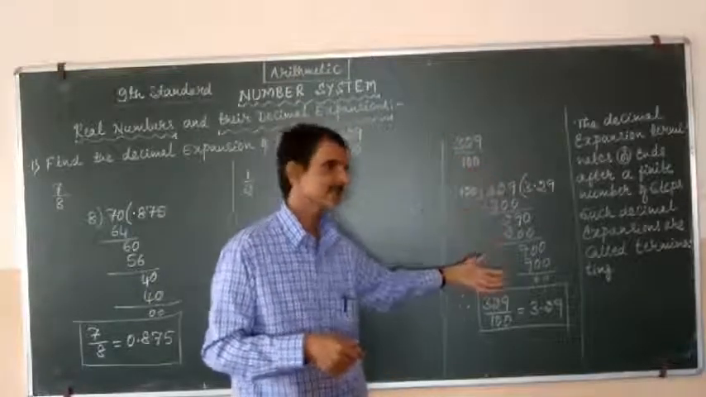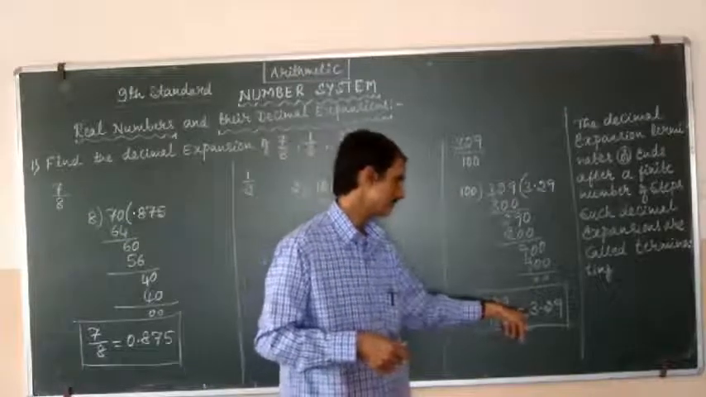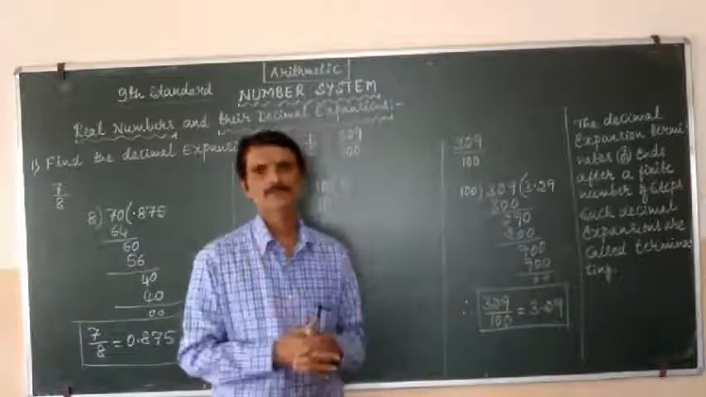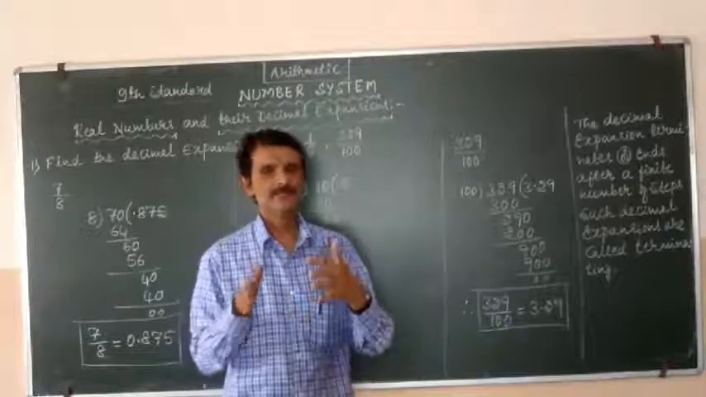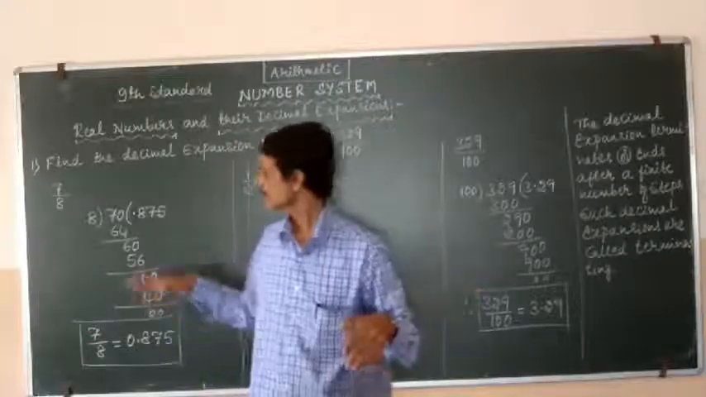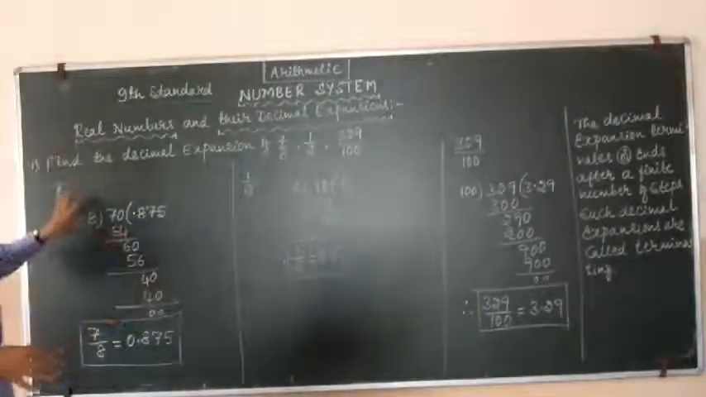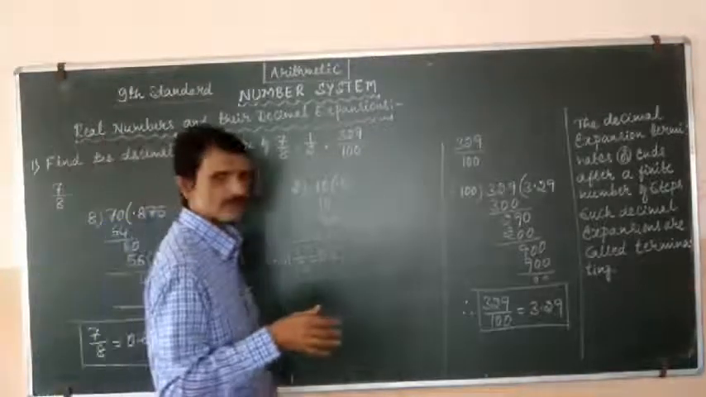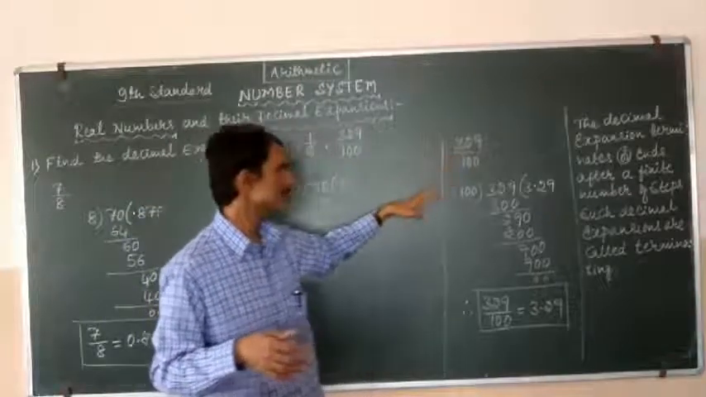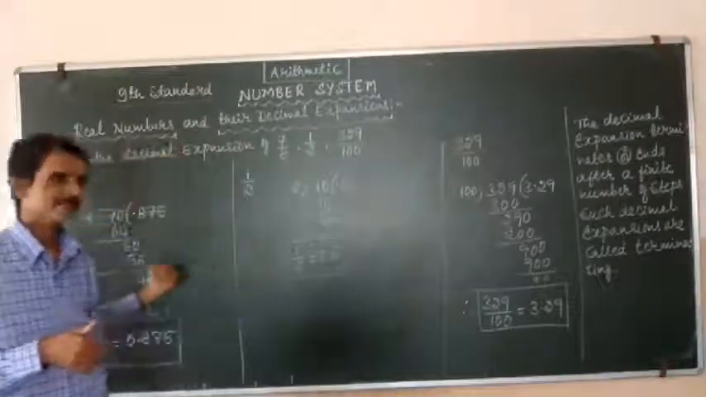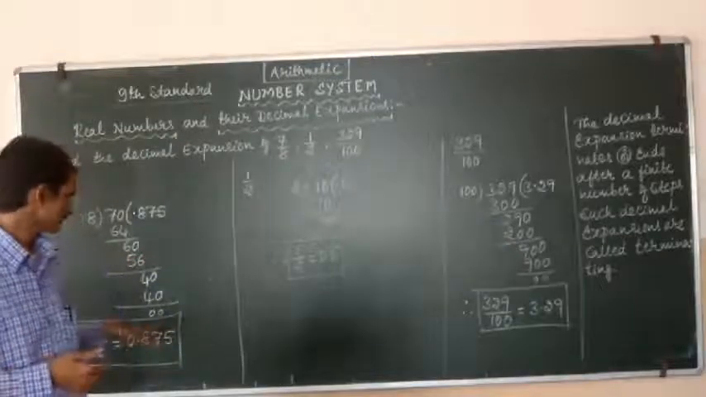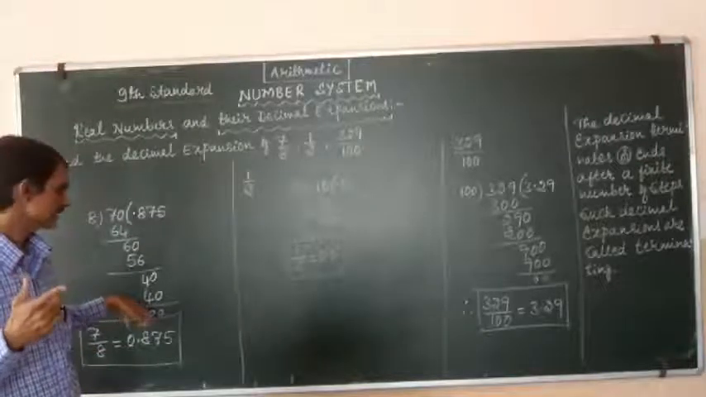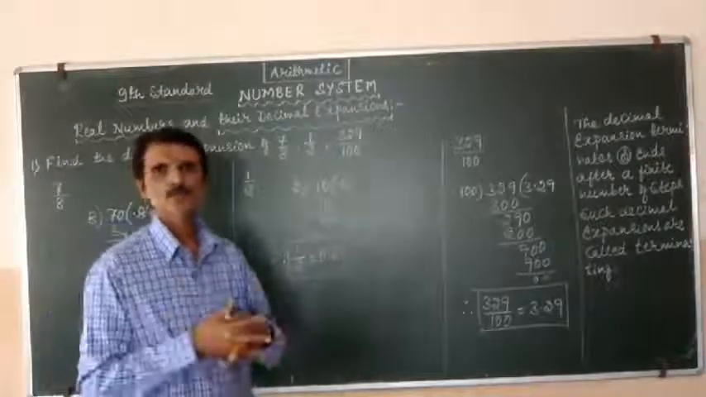if you go on dividing, you will get the value 3.29. Here also the remainder is 0. That means the division process ends. So if you observe these examples, the value of 7 by 2, 7 by 8, 1 by 2, and 329 by 100, in these examples the division process ends with the remainder 0.